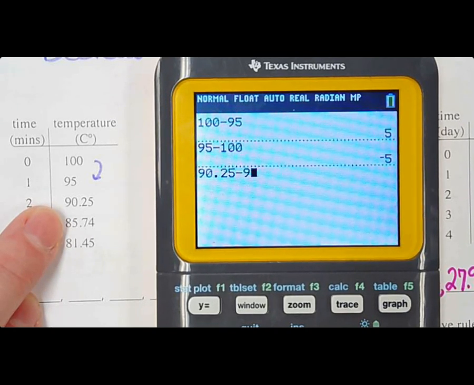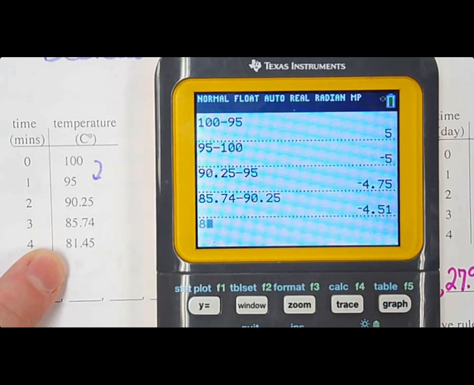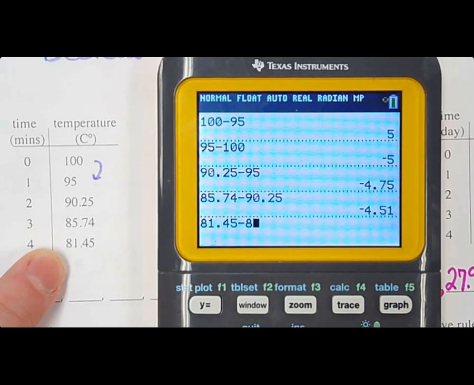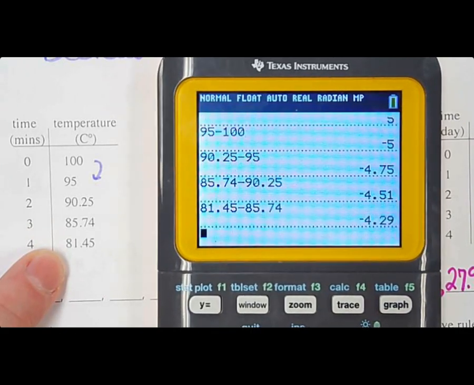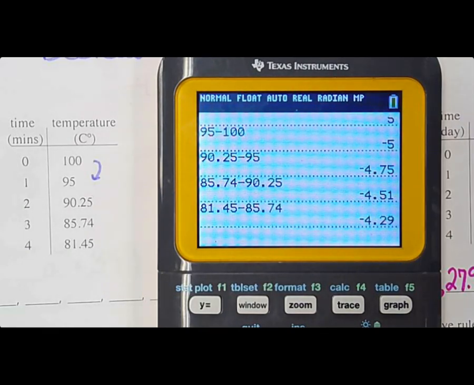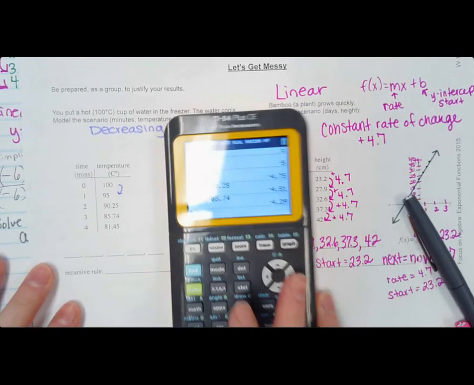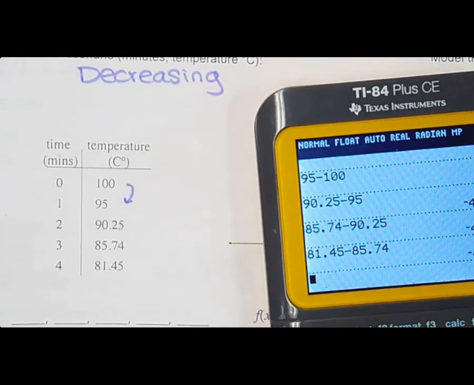90.25 minus 95. 85.74 minus 90.25. 81.45 minus 85.74. Okay, so it's not increasing by a constant rate. So that means that it's decreasing by an exponential rate. Okay, so how could we find what that exponential rate is?